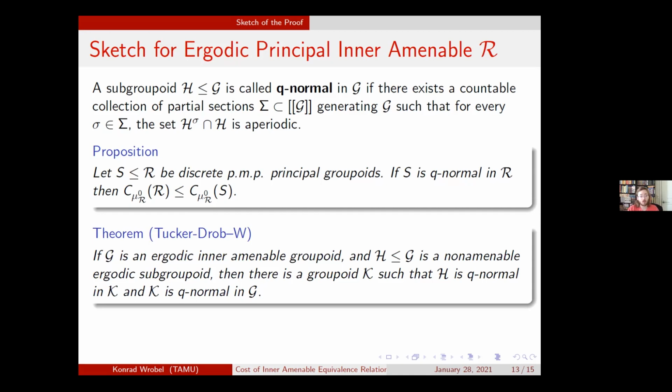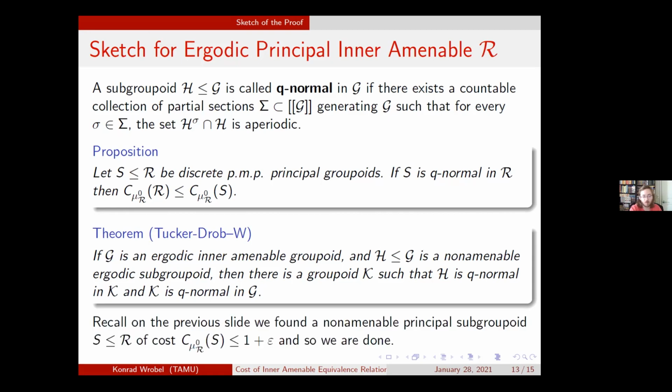Right. And if you'll recall what we did on the previous slide, this is exactly enough in order to prove that inner amenable equivalence relations have cost 1, because we found this non-amenable equivalence relation that costs less than 1 plus epsilon. And by iterating the Q-normality, we get this bound, right?